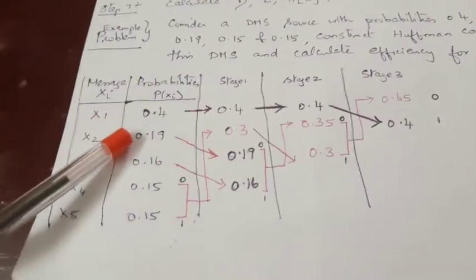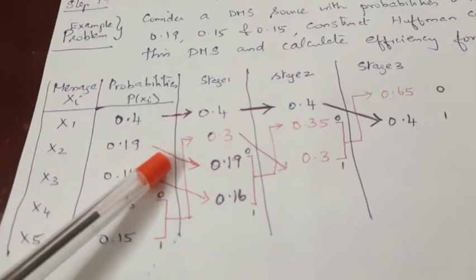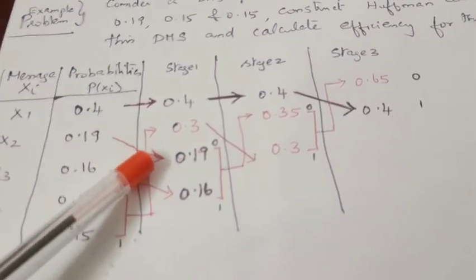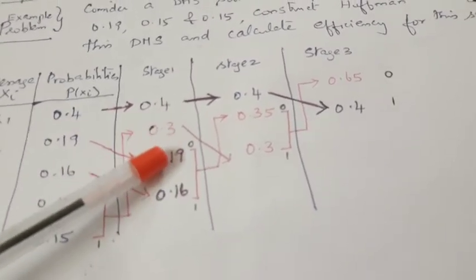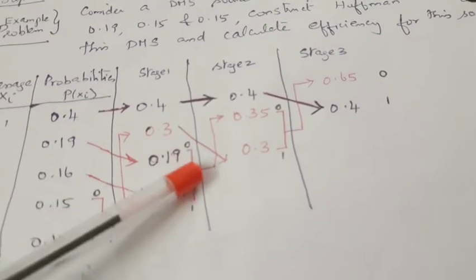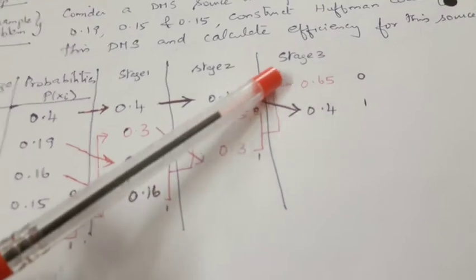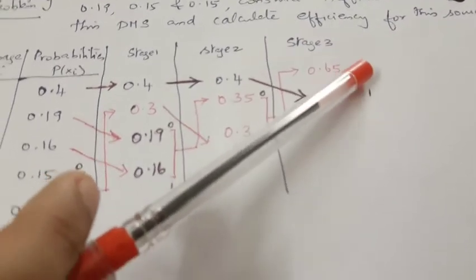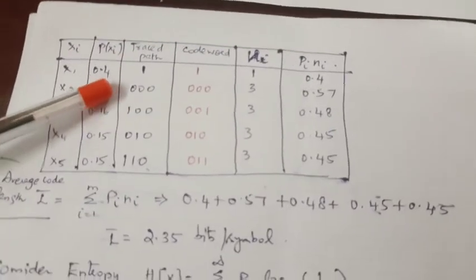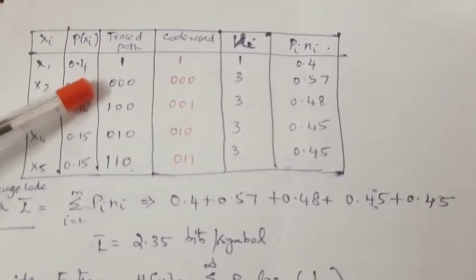Similarly go to 0.19. Where does it go? See the red line. It goes to bit 0. From here it goes to 0.35, again bit 0. From here it goes to 0.65, it is bit 0. So 0, 0, 0. That's what I have written. The traced path is 0, 0, 0.